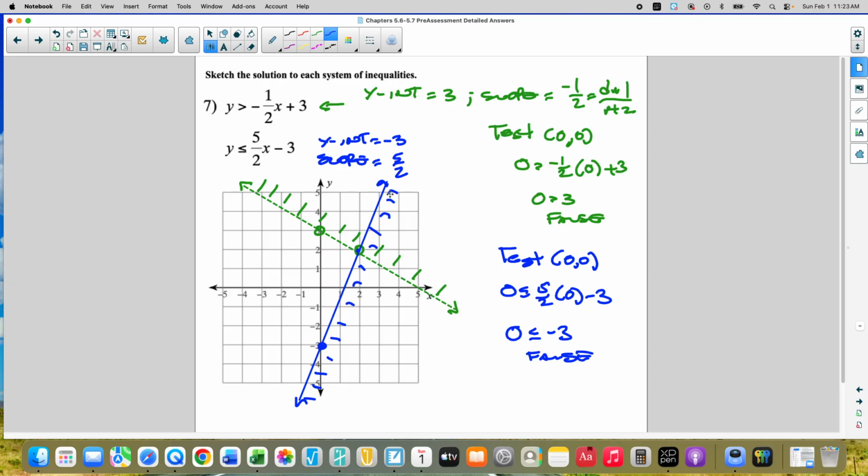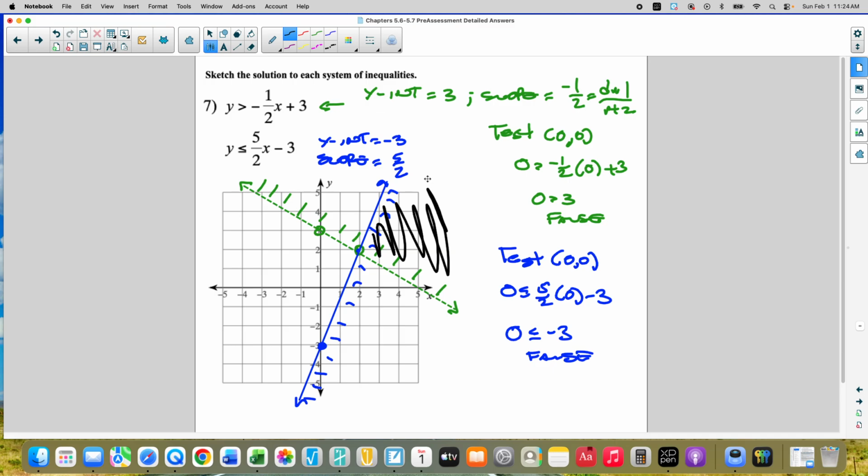Now, I'm looking for where in these regions, we have 4 places, 1, 2, 3, 4. Where do we get both of them true? This is false, false. This is true, false. This is true, true. And this is false for green, true for blue. So I'm going to shade that area.